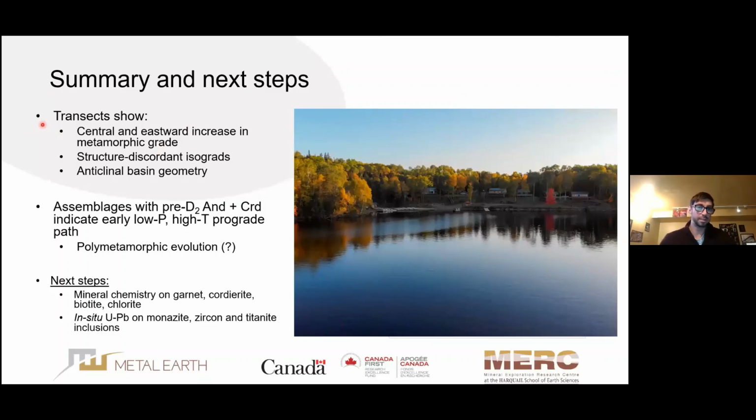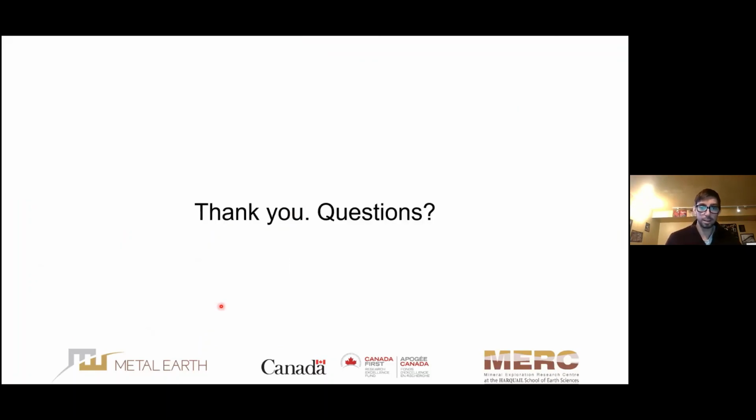So as a summary, we see a central and eastward increase in metamorphic grade. We have structure-discordant isograds, and overall it appears to be an anticlinal basin geometry. We've identified some D2 andalusite and cordierite assemblages, which indicate an early low pressure, high temperature metamorphic event. And then we're going to test this hypothesis by looking at the mineral chemistry on garnet, cordierite, and chlorite, etc., and hopefully attain some uranium-lead ages on accessory minerals and inclusions in cordierite and garnet. So thank you everyone.